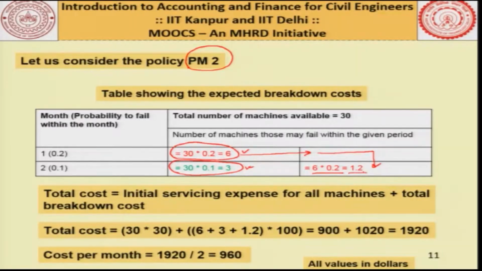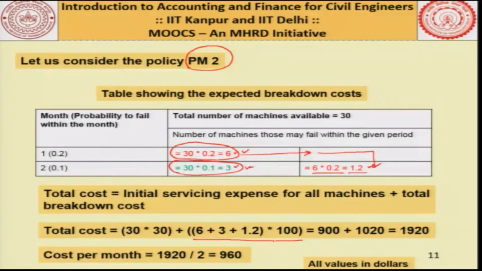So this value is coming to be 1.2. So if you add how many times you have to pay for your breakdown maintenance, it is 6 plus 3, which is 9, plus 1.2. So 10.2 here, and the breakdown maintenance cost is $100.